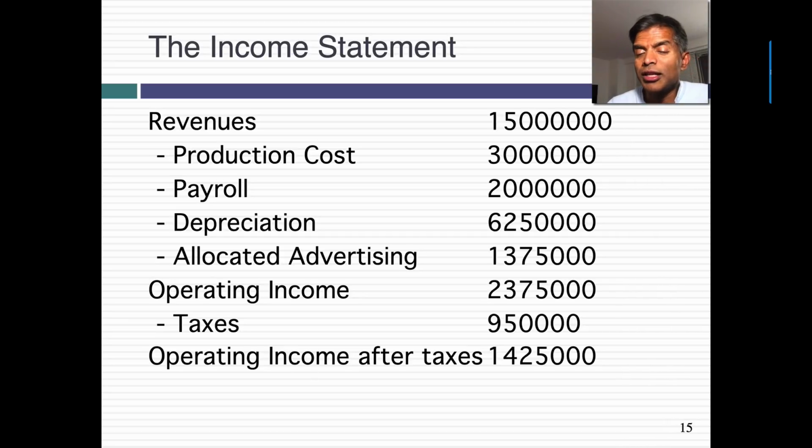Remember, the accountants had that crazy scheme to allocate advertising. I take 27.5 and I allocate 5% to the advertising. I'm thinking like an accountant all the way through the statement. So that's why I'm going with the accounting numbers. You net out all those expenses from the revenues. You come up with operating income of 2.375 million. 40% of that is taxes. That's 950,000. I subtract that out. My after-tax operating income, if I follow the accounting rules, is 1.425 million.